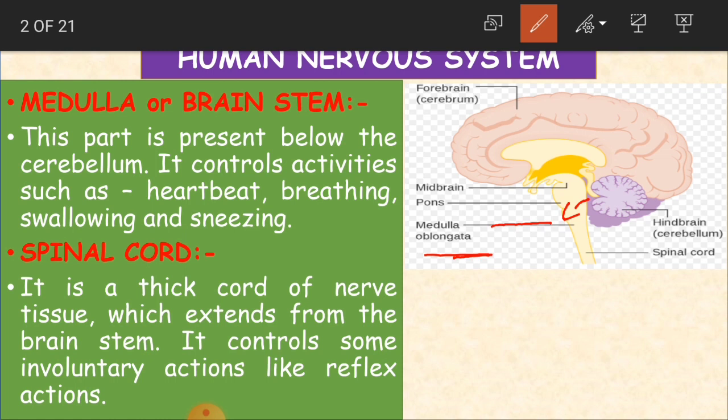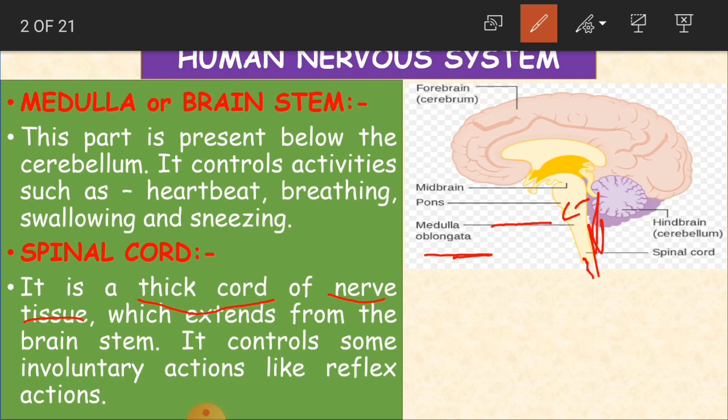And what about the spinal cord? It is a thick cord of nerve tissue which extends from the brain stem. So spinal cord, already we learned that it is in the vertebra on our back. It is a thick cord of nerve tissue. And from where does it extend? It extends from the brain stem. So this is the brain stem, and the spinal cord extends from the brain stem.